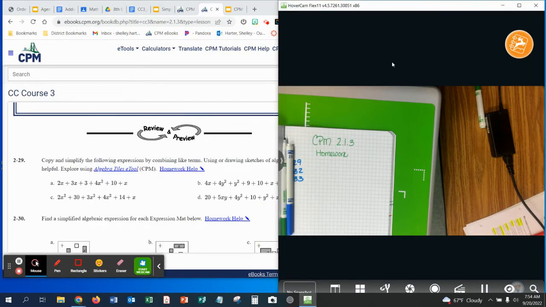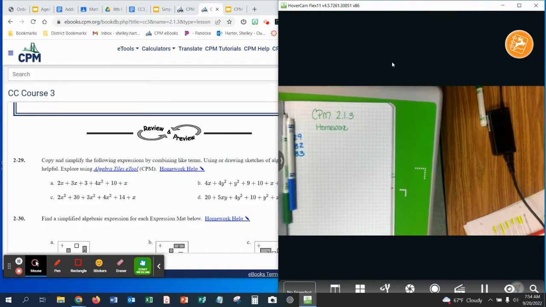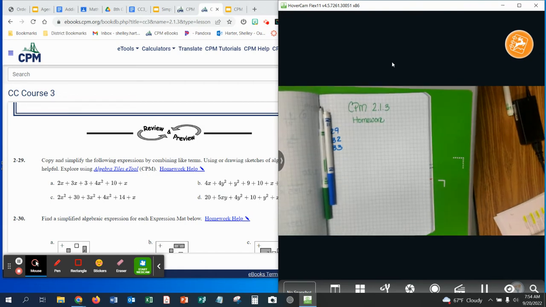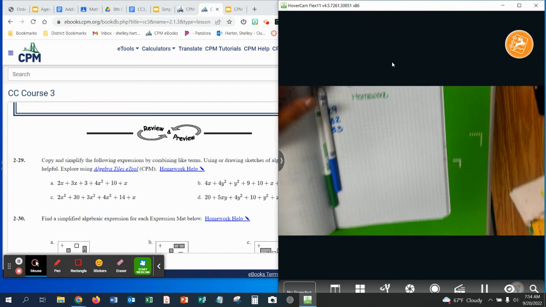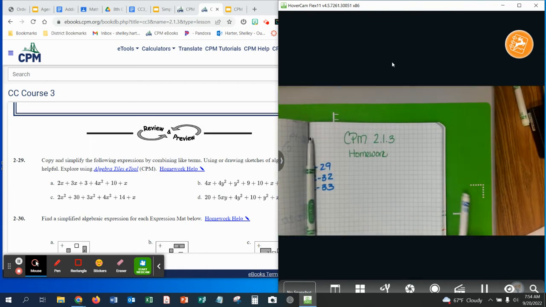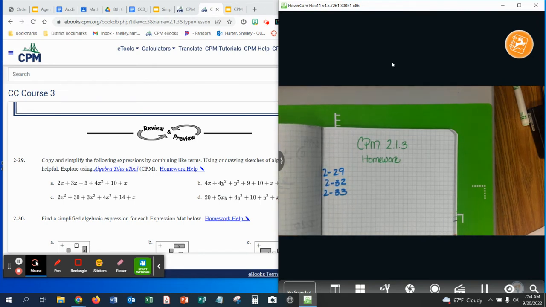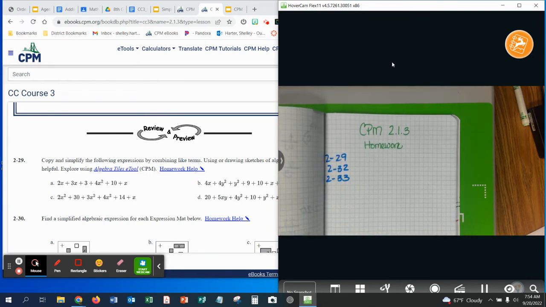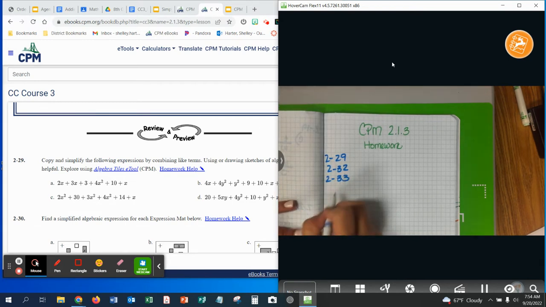Here is the actual problem. This is going with the fact that we are doing expressions now. Expressions are really just the beginning to equations. So on 2-29, they want us to add all the like terms. Well, that is what we are going to do.